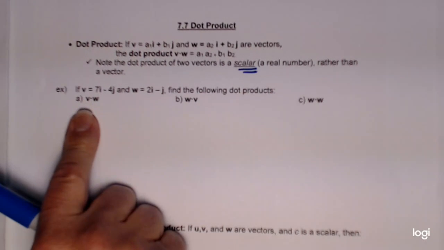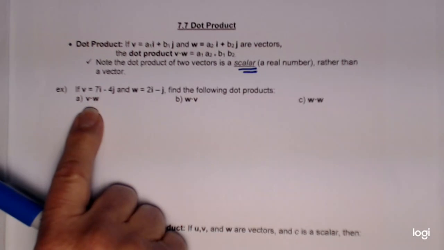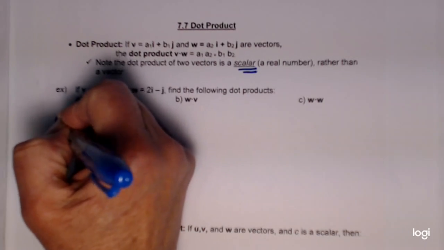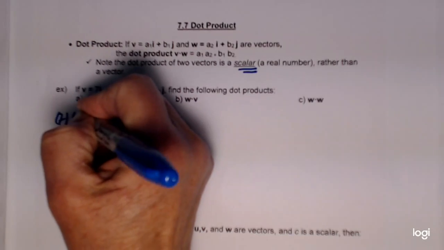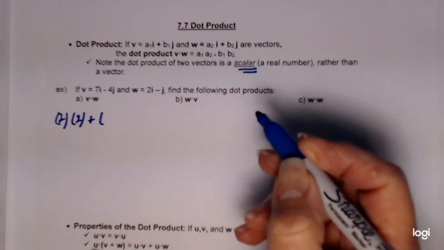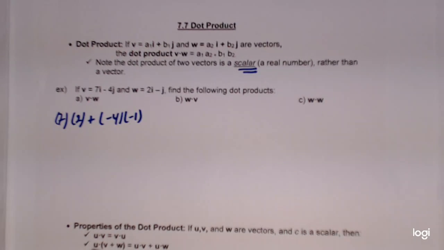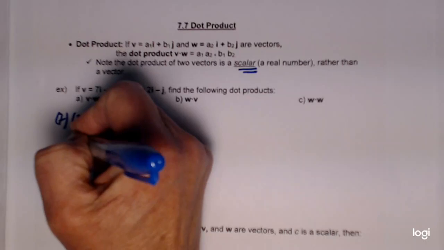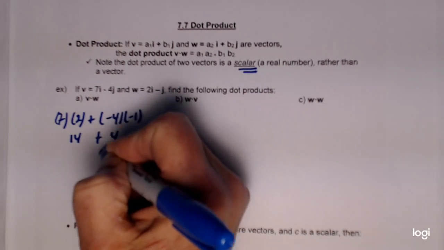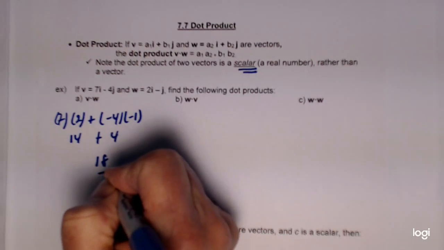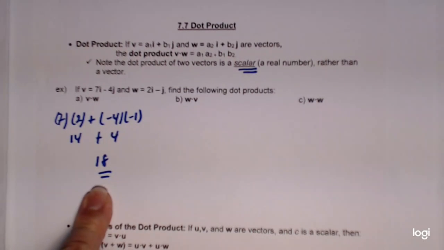So in this first example, we're looking at v dot w. So vector v dot w. So we multiply the a, so we have 7 times 2 plus, and now the j information, -4 times -1. So that's the multiplication we're going to do. 14 plus 4, negative is positive, 14 plus 4 is 18. So the answer, you can see it's not a vector, it's just the number 18.